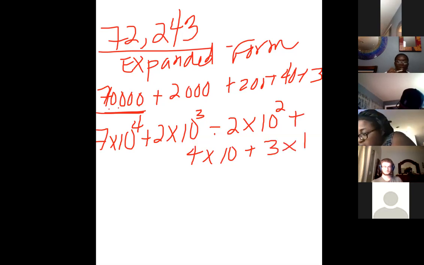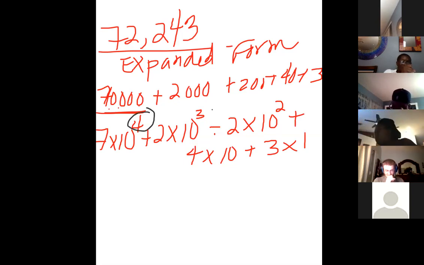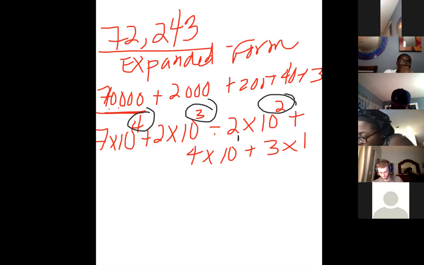So now what I want you guys to notice is this. For the powers, notice how they're going in descending order. You've got the 4th power, then the 3rd power, then the 2nd power. The 1st power, of course, is right there; you don't have to write that. And this one right here represents the 0 power. That represents the 0 power, guys.